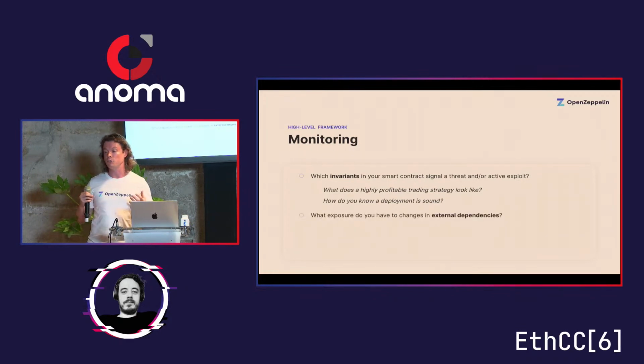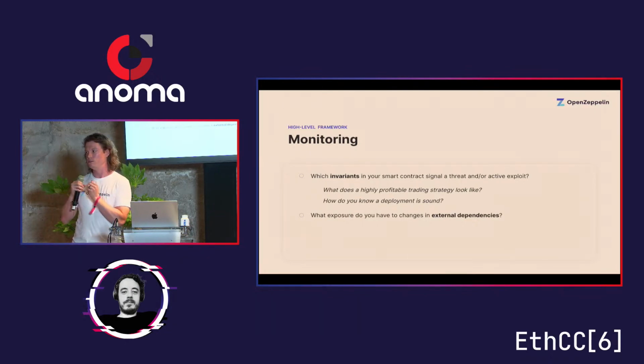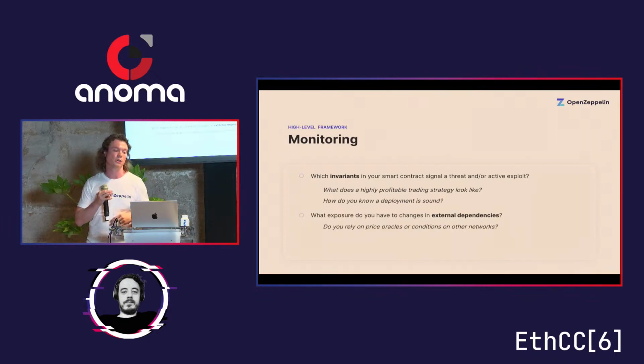What exposure do you have to changes in external dependencies? We sometimes make assumptions, like that one stablecoin dollar is going to equal $1, and then all of a sudden, crazy things happen, and that assumption is violated. And monitoring other contracts where this data is coming from is also part of your security framework. So if there are price oracles or conditions on other networks, like if you run a bridge, for instance.